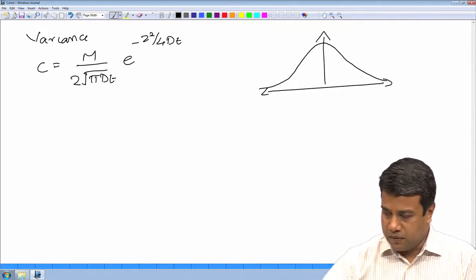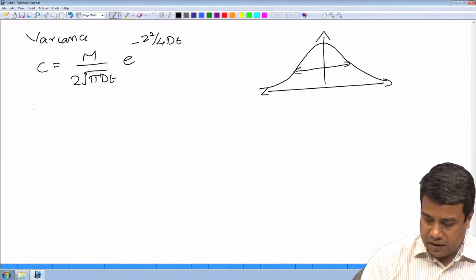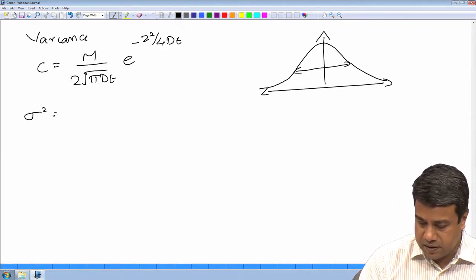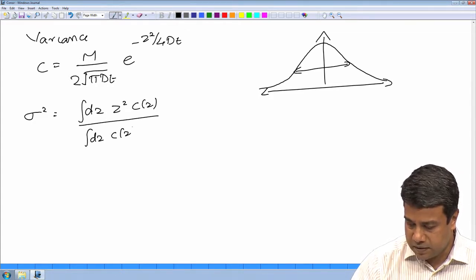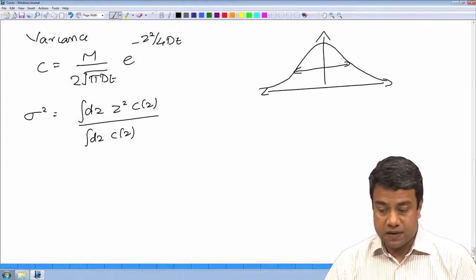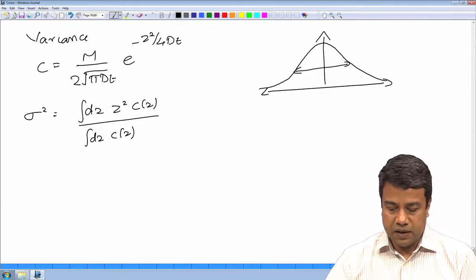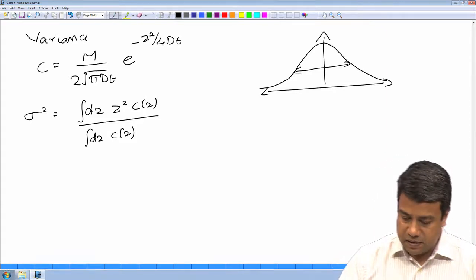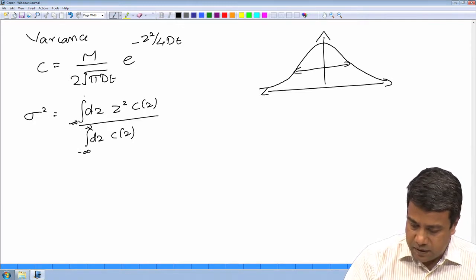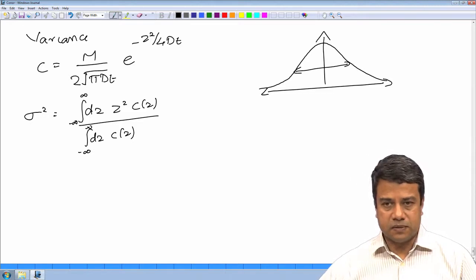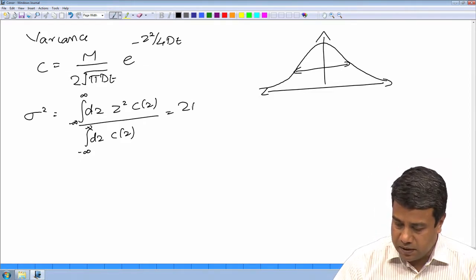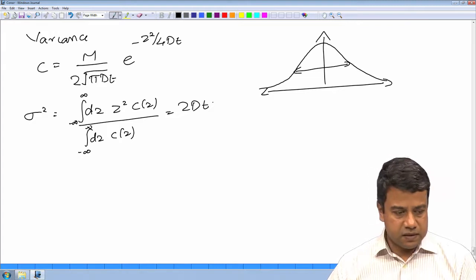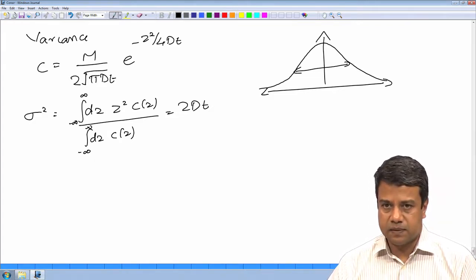If I want to find out the variance of this, sigma square is equal to integral over z of z square times the concentration divided by integral dz of the concentration. Integral over dz of the concentration is just the total mass m. And I take the integral of z square c dz, both from minus infinity to infinity, in order to find the mean square of the displacement or the spread. This you can calculate quite easily, it is just equal to 2 dt. So the variance of this distribution function is increasing proportional to time in this case.